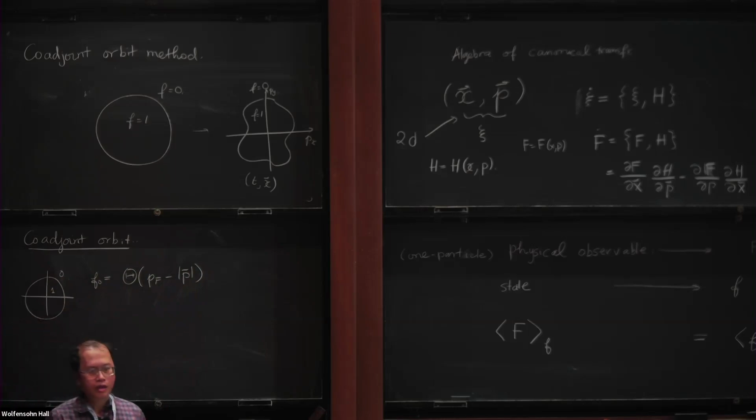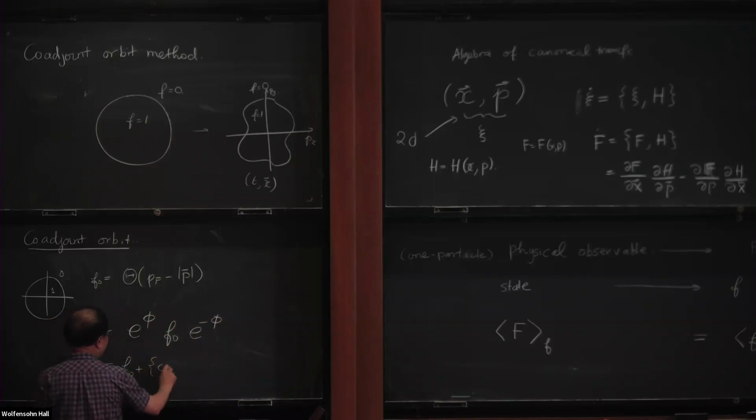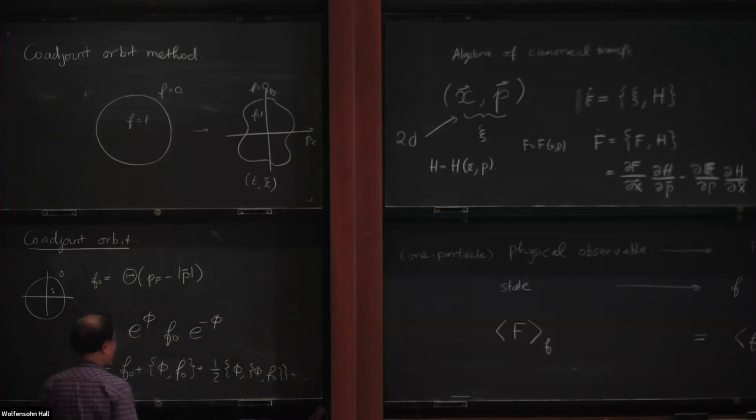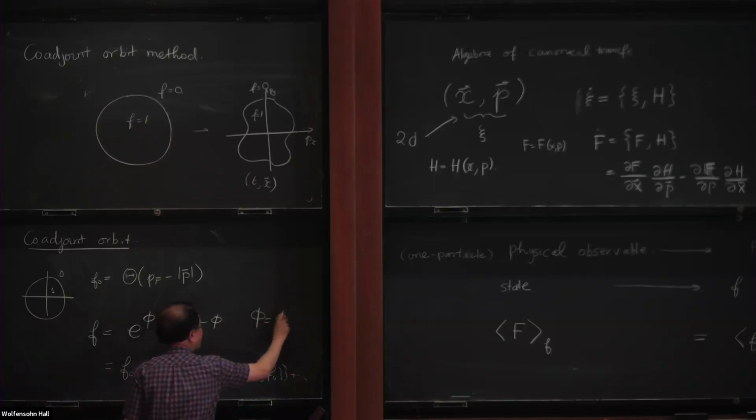Then I'm going to apply various canonical transformations on that function. So I will get f equal to e to the phi f0 e to the minus phi, which, as we said, is equal to simply f0 plus the Poisson bracket of phi and f0 plus 1/2 of phi phi f0 plus and so on. So f is a function of x and p.